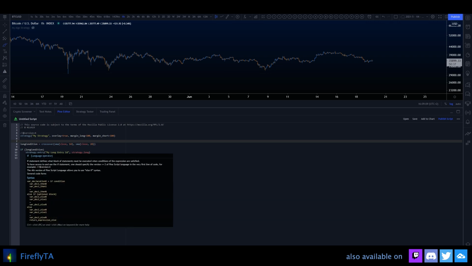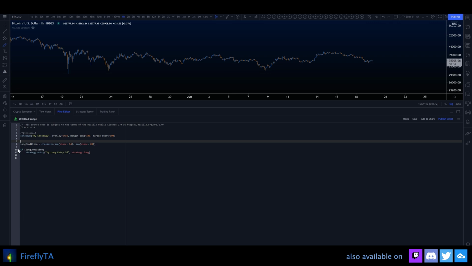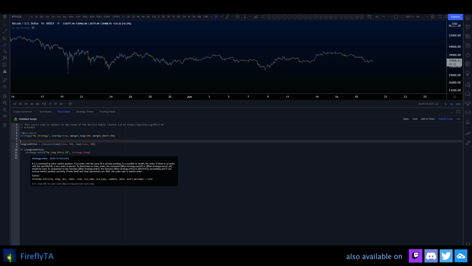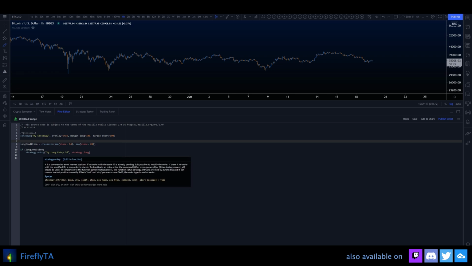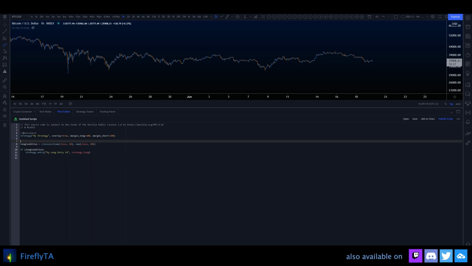And if this condition is met, if long condition, then the strategy will produce an entry for your long. So this is basically all you need to come up with in terms of code. You need to come up with an automated strategy that you can backtest on TradingView. It's very simple, so this is not hard to learn. You don't have to be a programmer or developer to understand this kind of script, and you can write this easily yourself.